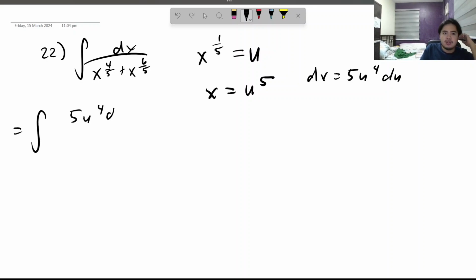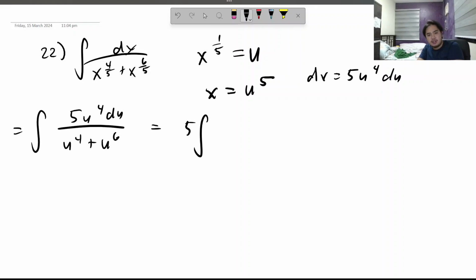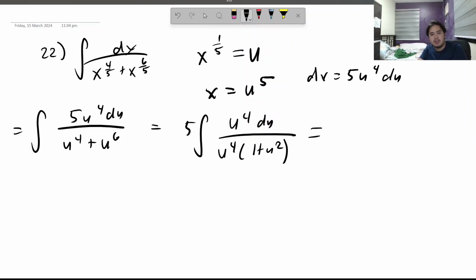5u to the 4 du on top, and then on the bottom is u to the 4 plus u to the 6, since this is 4 over 5 and 6 over 5. Let's factorize everything. So u to the 4 du over, on the bottom, u to the 4, then 1 plus u squared. Something's familiar. u to the 4, they cancel each other out. So 5 integral du over 1 plus u squared.